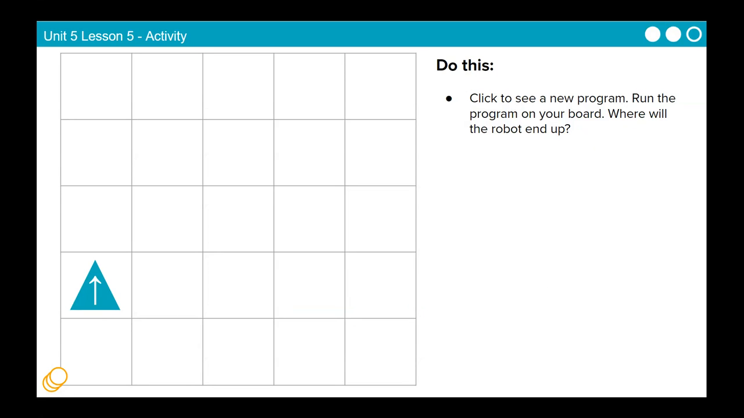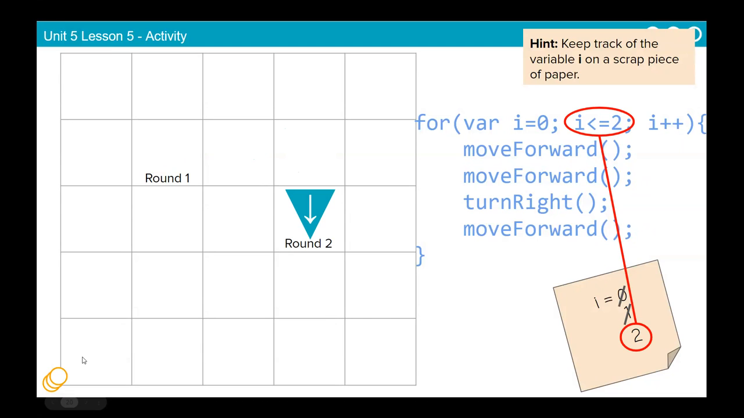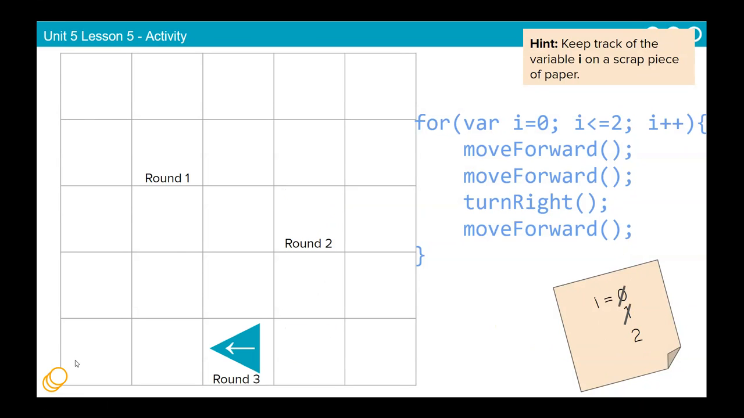So we're going to click this to see a new program. Here's a for loop for I. As long as I is less than or equal to 2, we're going to add 1 to I. So same idea here. I is not, oh, it is actually. It is equal to, I is equal to 2. So we're going to do another round of this. And there you have it.